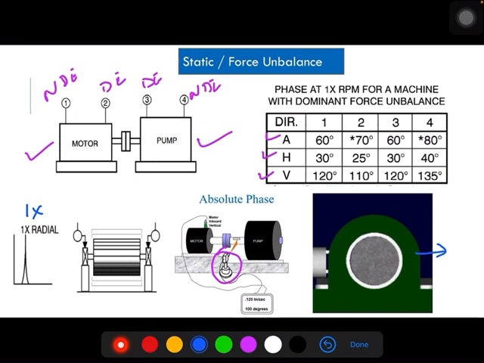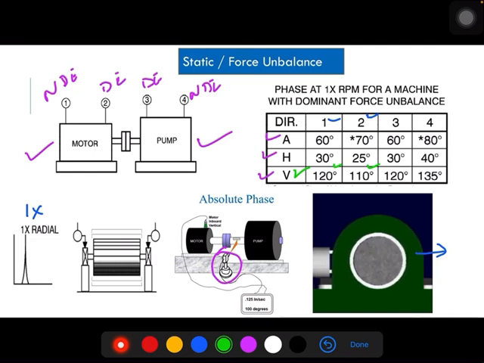In case of pure static unbalance, if the horizontal phase at 1 means NDE, 2 means DE, suppose 1 and 2 are motor points, you get 30 degrees at point 1 and 25 degrees at point 2. They are almost the same in the horizontal direction. Similarly, in the vertical direction, the phases are also the same, 120 degrees and 110 degrees. This is one of the cases.